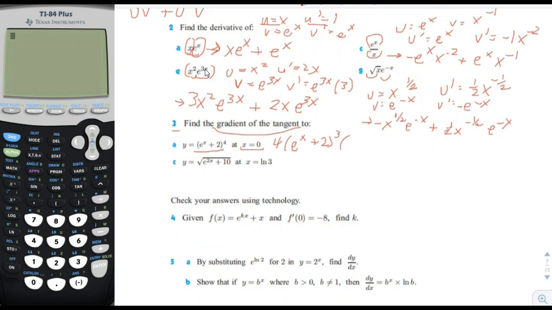The derivative of what's inside. So the derivative of e to the x is e to the x. The derivative of plus 2 is 0. Okay? Now we're going to evaluate it at x equals 0.